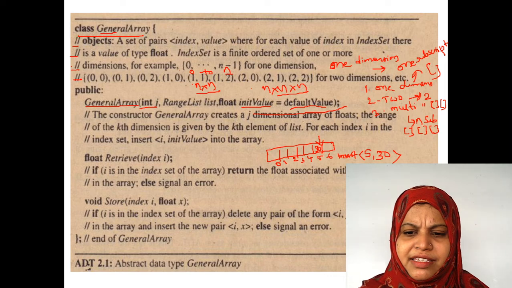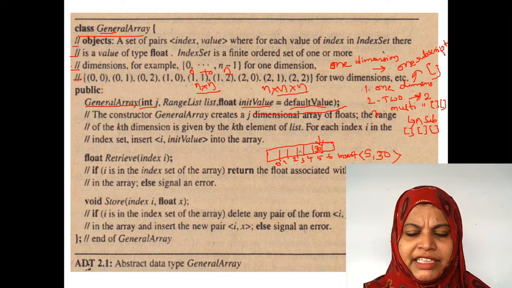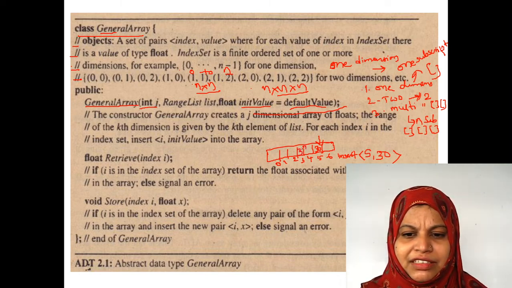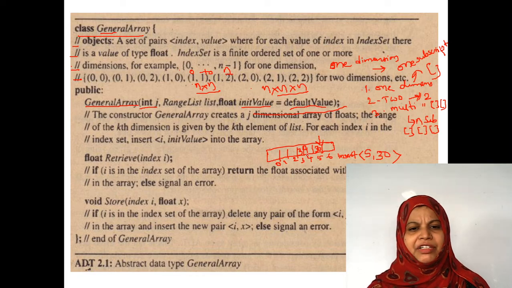For example, insert 3 comma 39 means that at the third position, the value 39 is going to be inserted, right. In this format we insert the value by using insert with the index value. This is the general array.